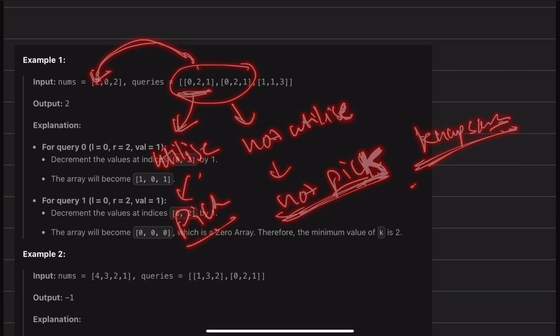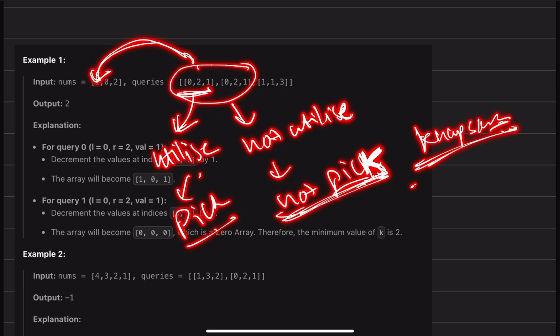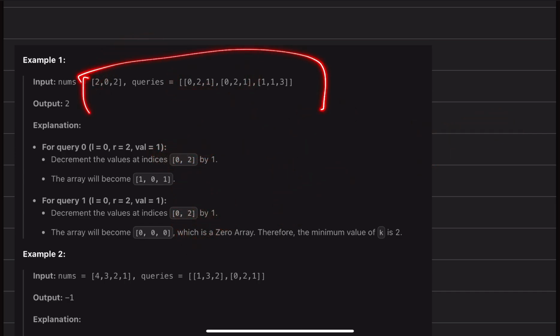So when I will not take this element, then I will not reduce this element down. And if I take this element, then I will reduce it down with this. So this is the rough idea which we'll be doing.